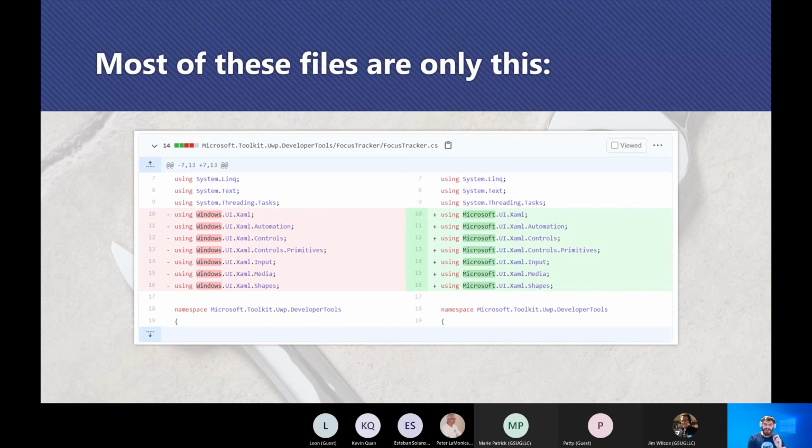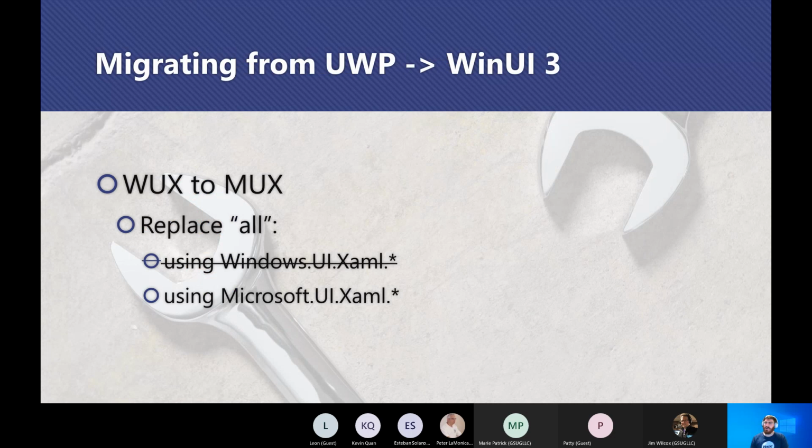99% of the changes, 99% of all those files are just this. The other changes are within the project files themselves, the CSproj, target files, some things that are slightly different. But yes, there were some code changes that actually had to happen, mostly because some things are not exactly the same. So let's actually go through all of them.